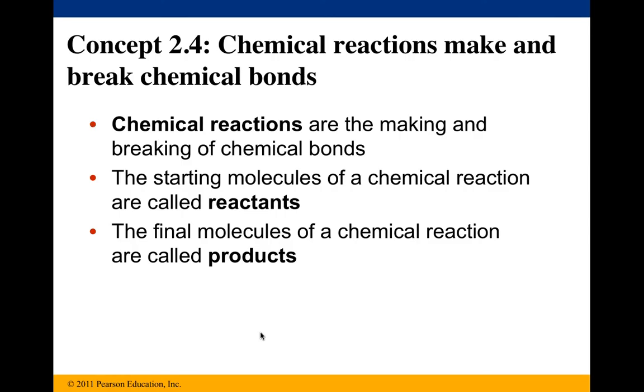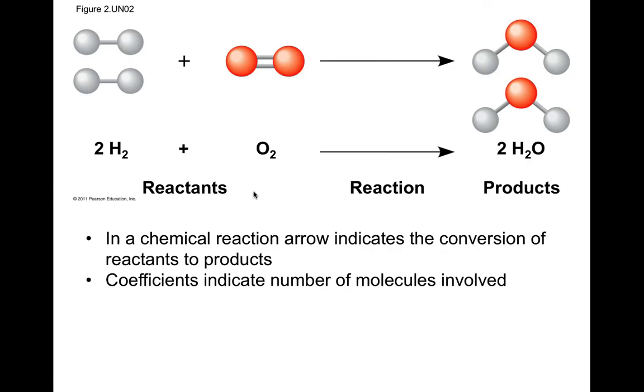The last concept in this chapter is chemical reaction. What is a chemical reaction? A chemical reaction is the making of new bonds after breaking of old bonds in the molecules. In a chemical reaction, whatever we write on the left hand side is called reactants, and what we write on the right side of the arrow are called products. So this is a chemical reaction.